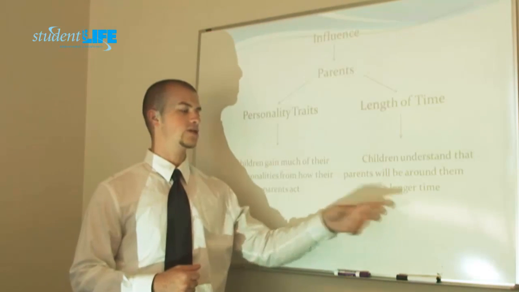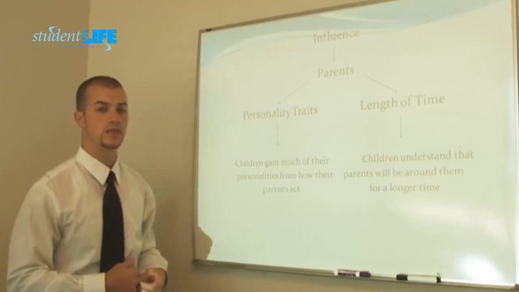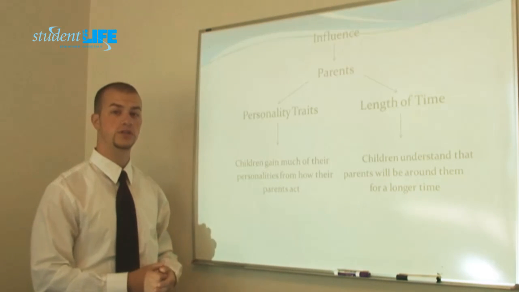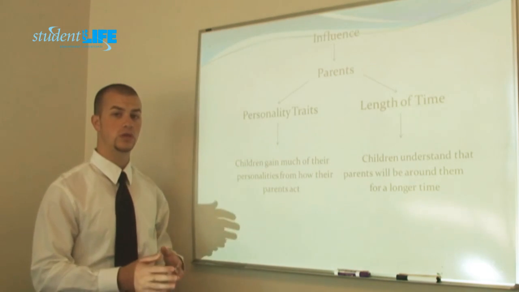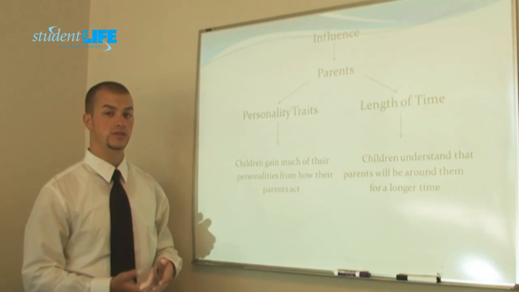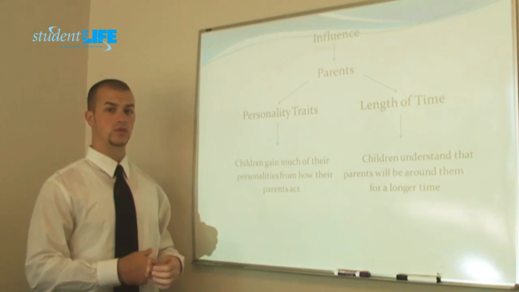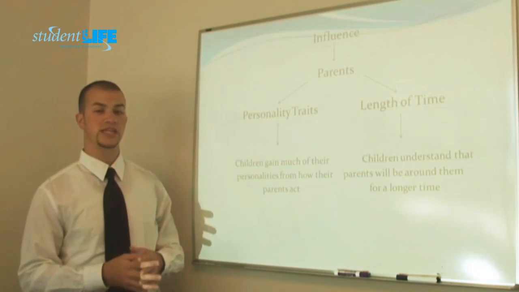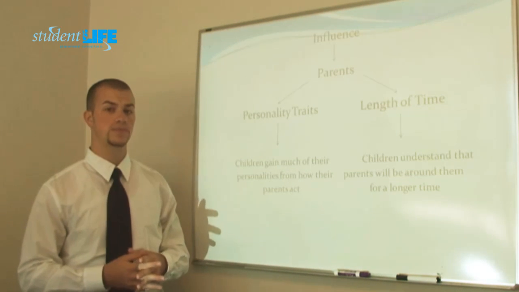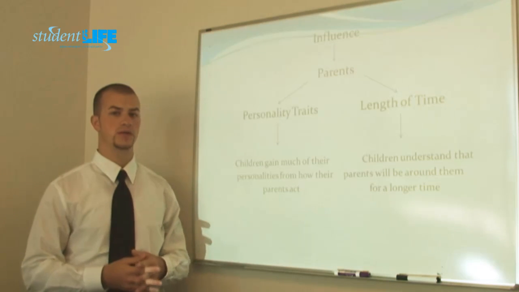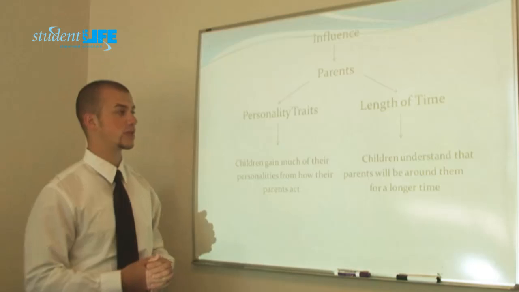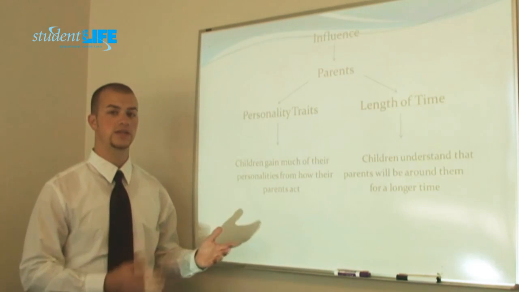Children understand that parents will be around for a longer time. Since parents are with children since the time they're born, they're with them for several years before the student even gets into school, and they're with them for many, many years after the student is out of school. Even though most students are reaching the age of adulthood coming out of school, they still have many things to learn from their parents. So the parents are still influencing their children, even after the time of graduation. So let's see how I set this one up.